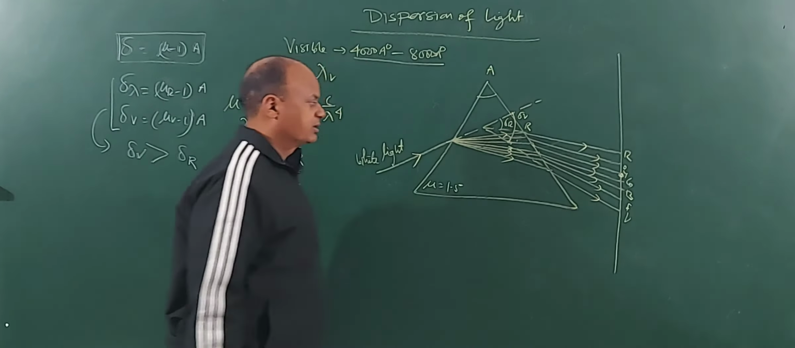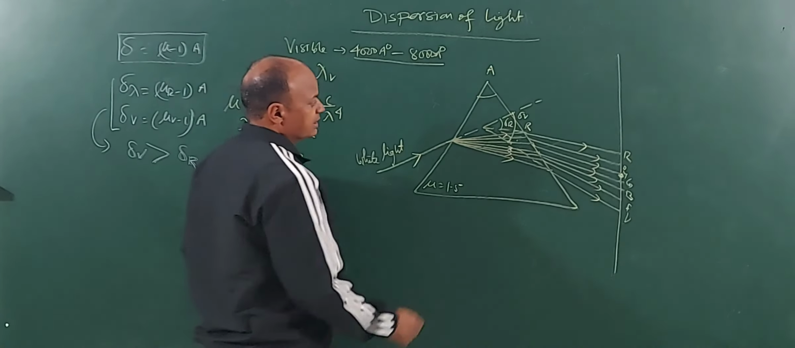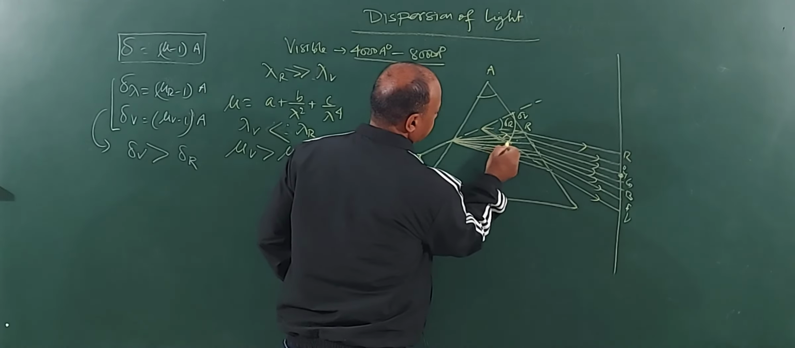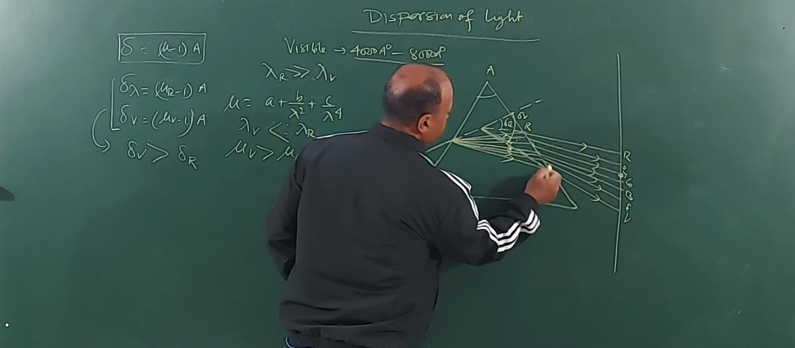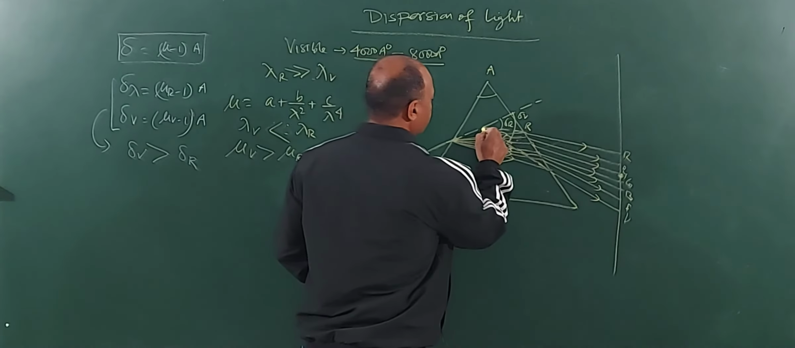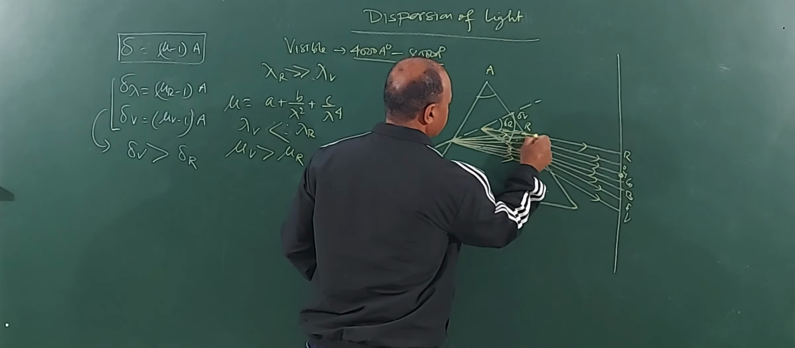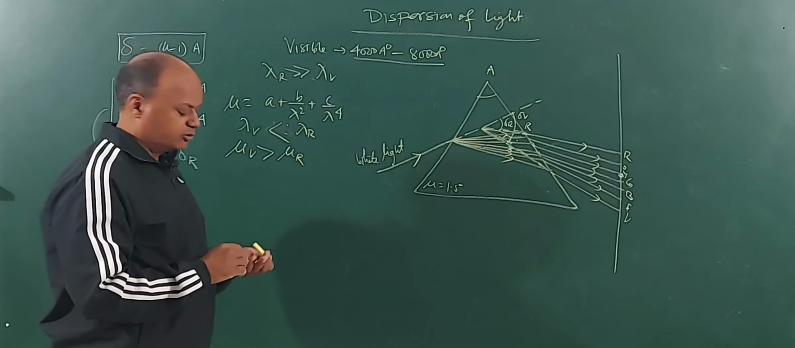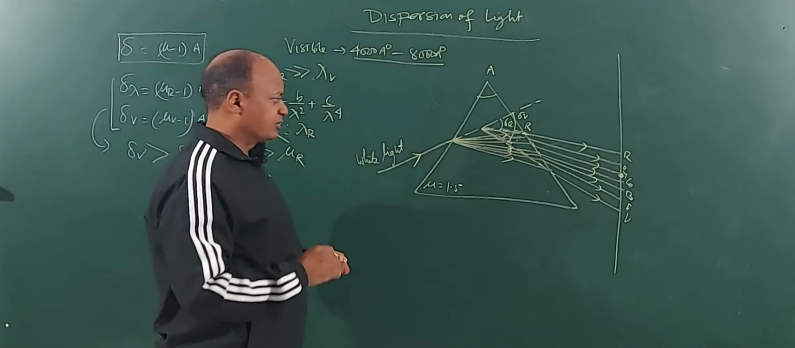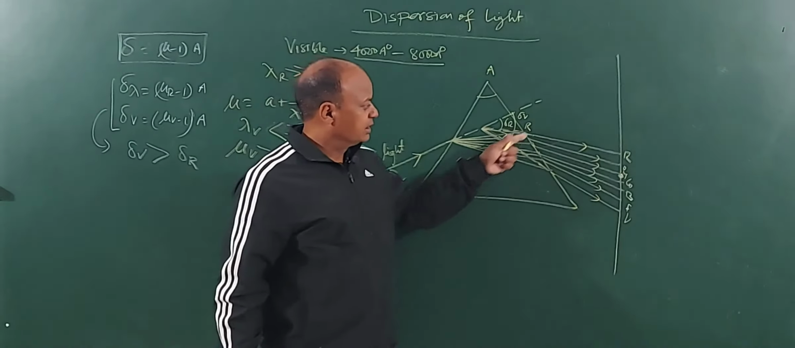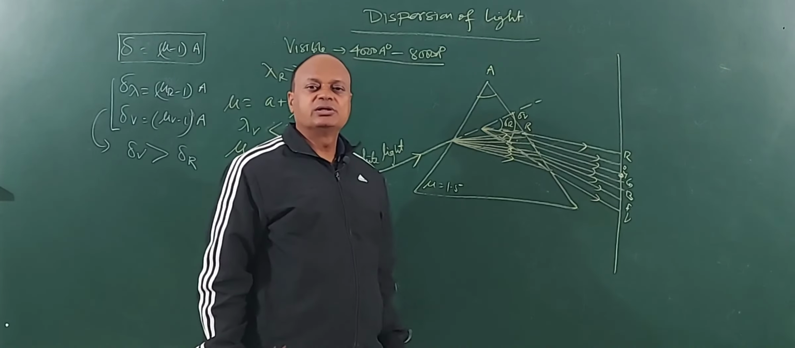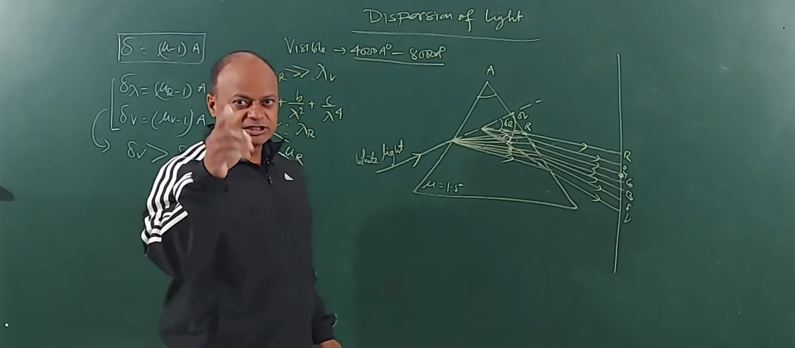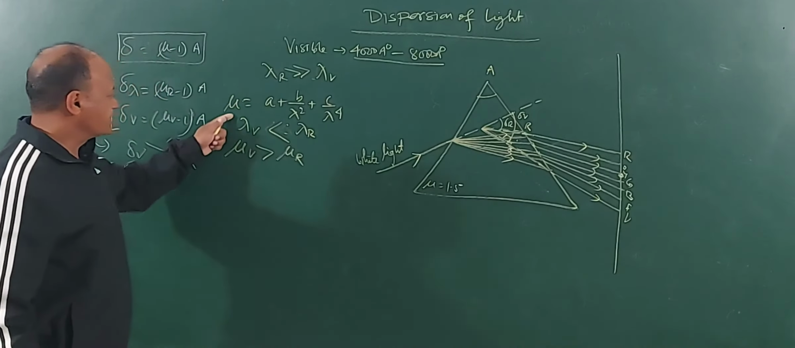Yellow light will come in the middle. Clear? The angular deviation for violet is maximum, and angular deviation for red is minimum. Clear? So what do you conclude? When white light is allowed to pass through a prism, it splits into 7 colors. This is called dispersion of light. What is the reason? The reason is what we discussed here.